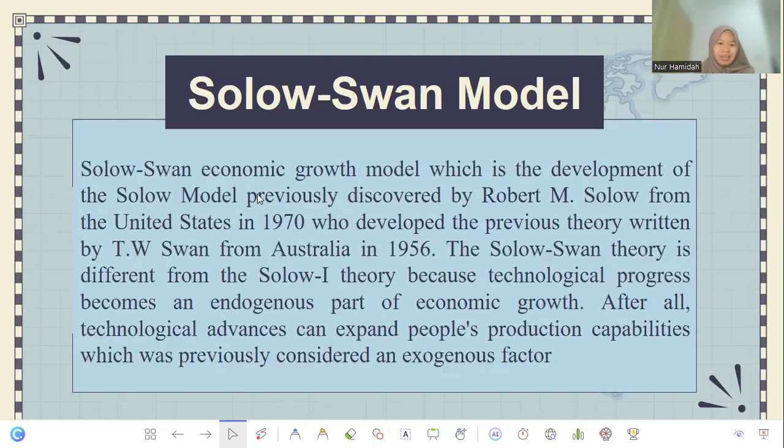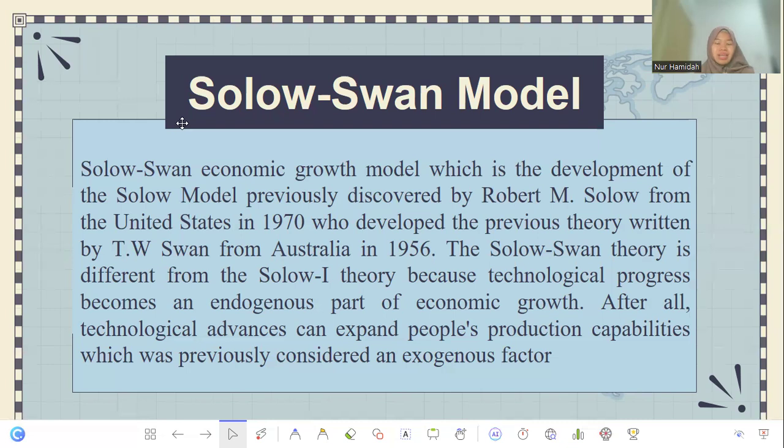What is the Solow-Swan model? The Solow-Swan model is an economic growth model, which is the development of the Solow model previously discovered by Robert M. Solow from the United States in 1970, who developed the previous theory written by T.W. Swan from Australia in 1956. The Solow-Swan theory is different from the Solow theory because technological progress becomes an endogenous part of economic growth. After all, technological advance can expand people's production capabilities, which was previously considered an exogenous factor.